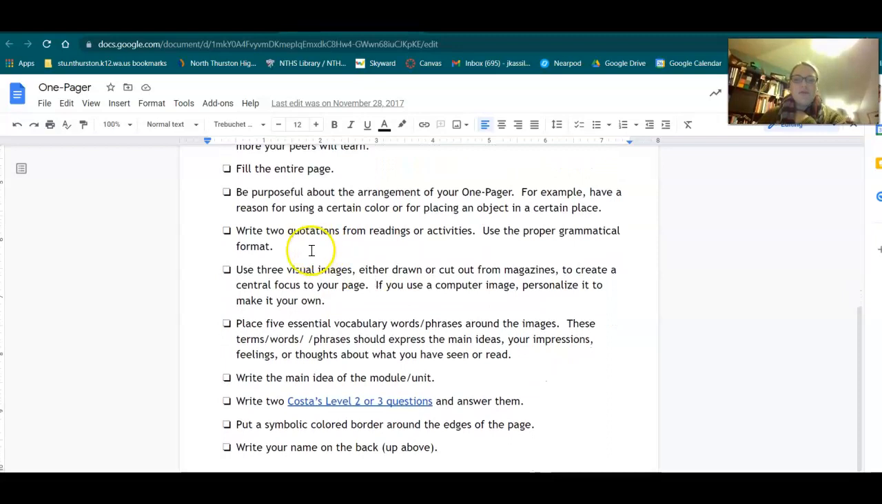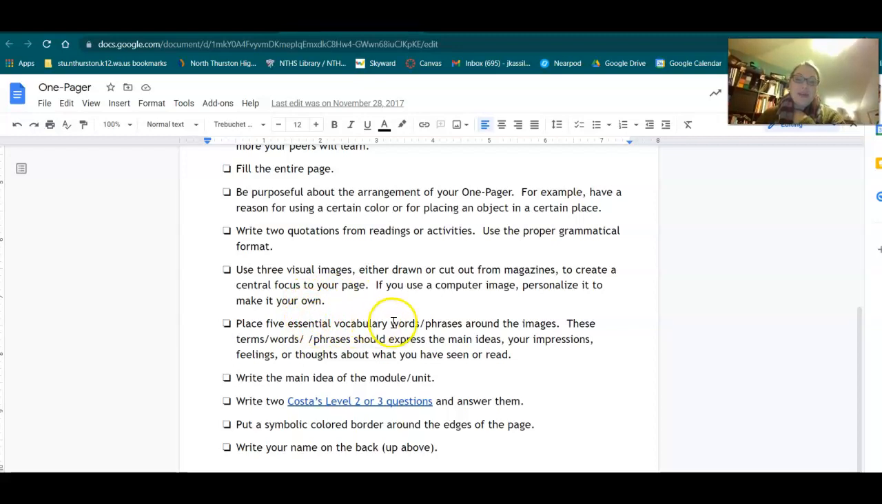Use three visual images, either drawn or cut from magazines. Draw them, doodle them. That's what I would do. Some of you are like, no, sweet, I've got a stack of National Geographics and a pair of scissors that are gonna do some work here. But create a visual focus for your page. If you use a computer image, personalize it to make it your own. If you're printing out a bunch of memes, make them actually work for you.